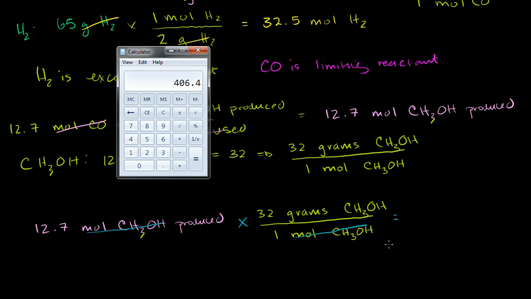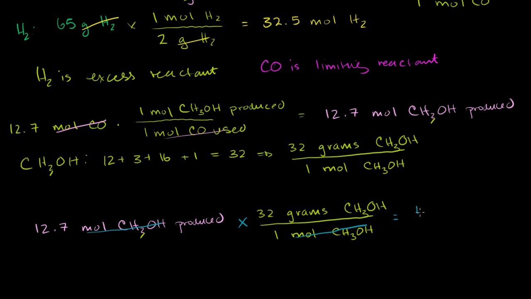406.4. I'm kind of adding an extra significant digit there, but let's just go with it. 406.4. Actually, I should just stay with significant digits. So we'll say 406 grams. I'm rounding down. 406 grams of methanol.